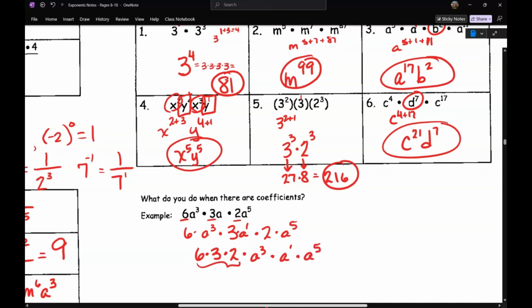And so I can multiply these. 6 times 3 times 2, that's 36. And then I can follow my exponent rules for multiplying. So that would be a to the 9th. 3 plus 1 plus 5 makes 9. So you can multiply coefficients separately from the exponents and their variables. Because this exponent here, the 5 only goes with that a, it doesn't go with the 2. This 3 only goes with the a, it doesn't go with the 6. So we can separate those out.